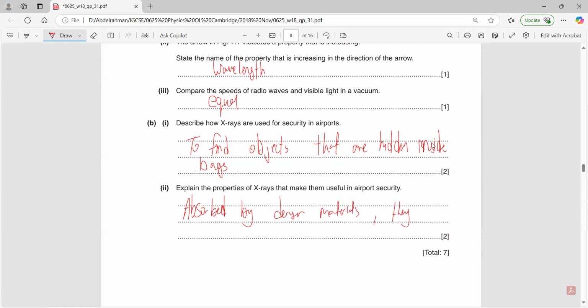The denser objects appear on the X-ray scans. Some of the properties of X-rays.